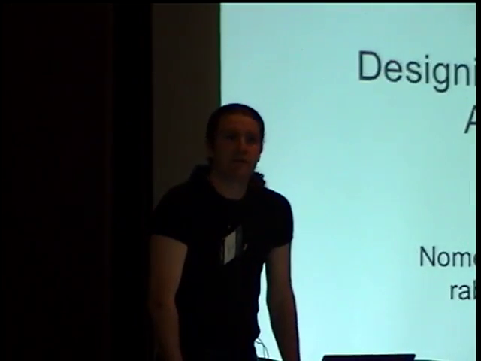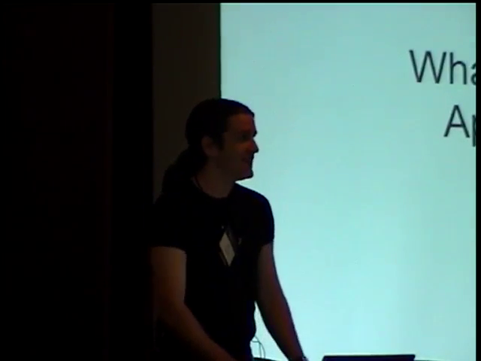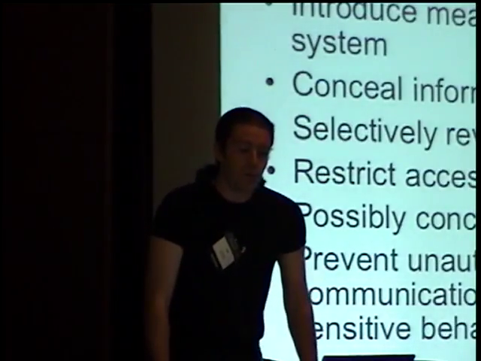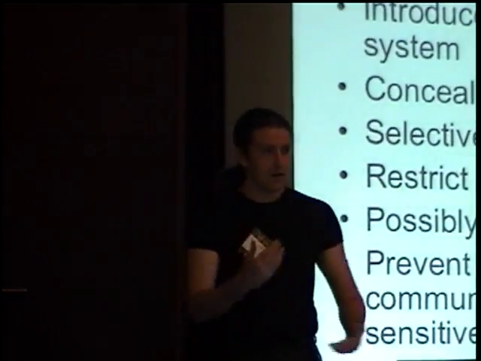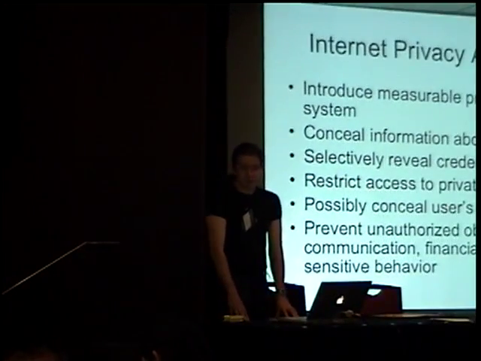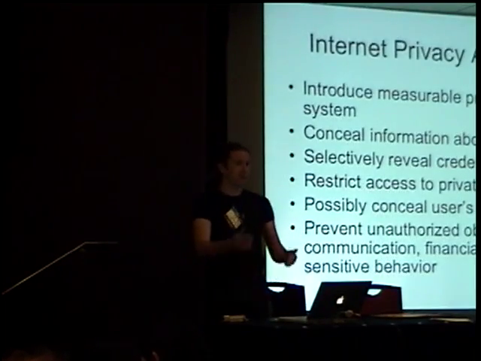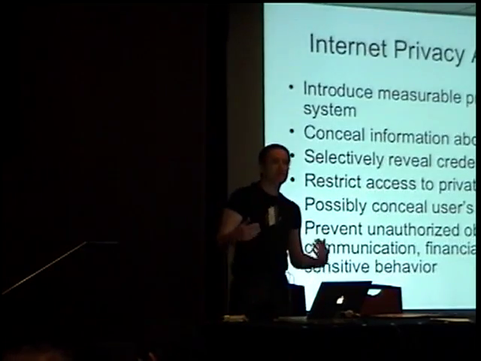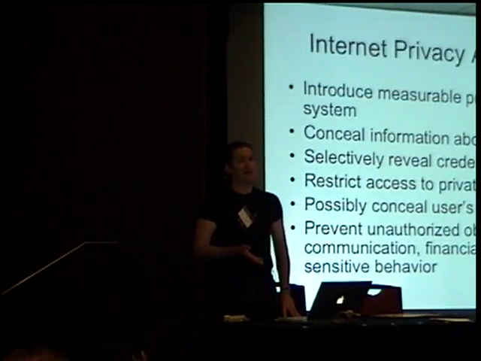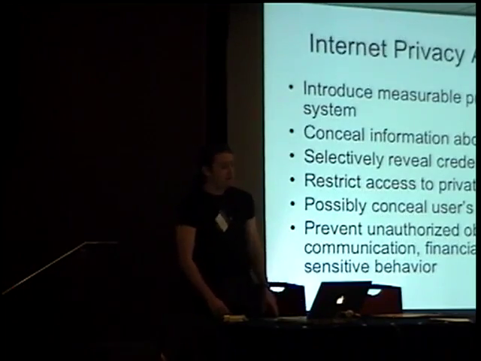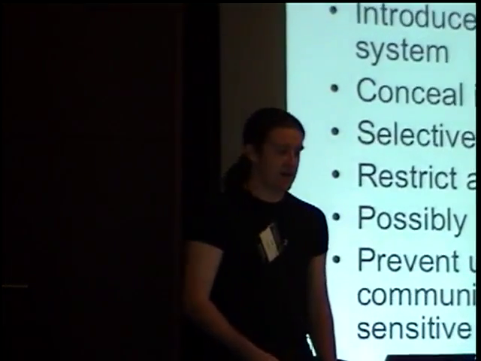I'm going to talk to you a bit about privacy applications. First, we'll start by defining what privacy applications are. When we talk about internet privacy applications, we talk about systems that can introduce a measurable amount of privacy to a user's system. They do things like conceal information about the user, allow the user to determine what information he gives up and what information he protects. It restricts access to information that a user determines is private. It may conceal the user's identity if it's an anonymity system. And privacy applications prevent unauthorized third parties from monitoring users' activities on a network.